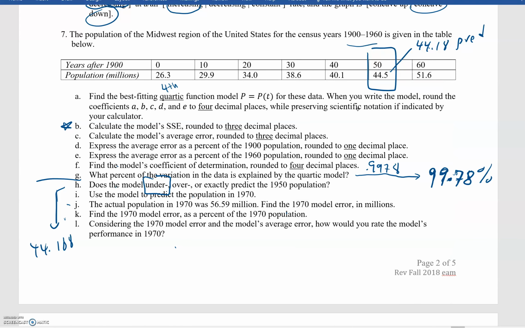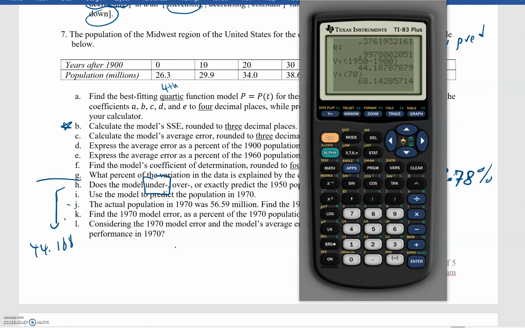Find the 1970 model error, so that's going to be 56.59 minus the predicted, and then we're going to divide that by the actual, which is 56.59, and multiply it by 100. So we have negative 20.42%. That's our model error. So we have a relatively large model error here.